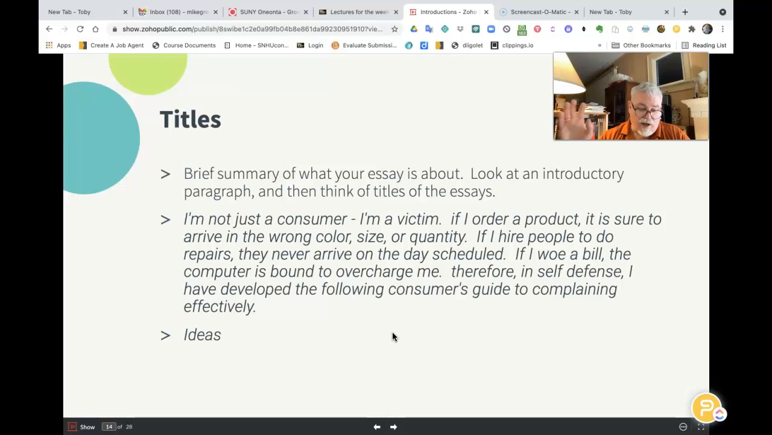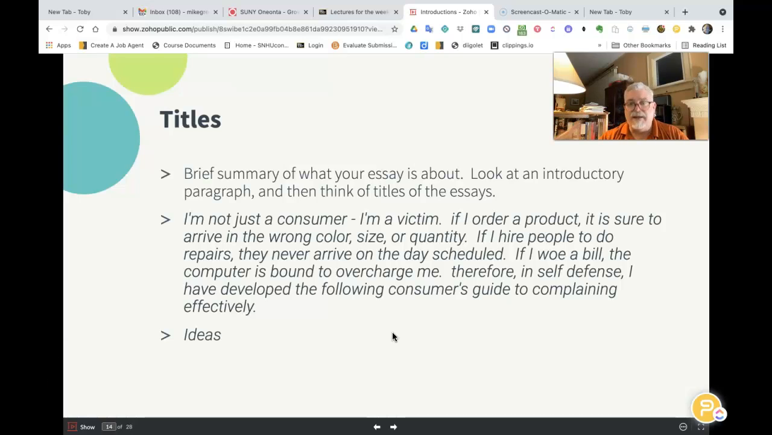I like this one. I'm not a consumer. I'm a victim. If I order a product, it is sure to arrive in the wrong color, size, or quantity. If I hire people to do repairs, they never arrive on the day scheduled. If I owe a bill, the computer is bound to overcharge me. Therefore, in self-defense, I have developed the following consumer's guide to complaining effectively.